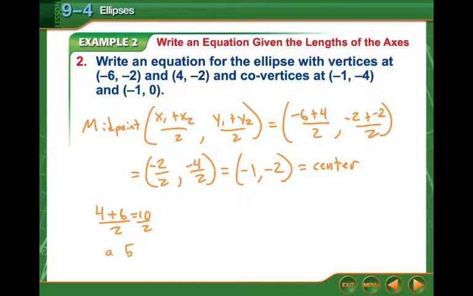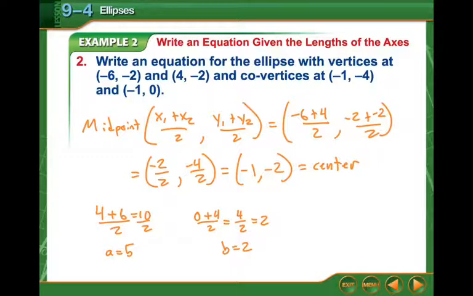So that's going to be our a, more than likely. And the other one, we do the same thing. So 0 minus negative 4 divided by 2 gets us 4 over 2, or 2. So that's our b. So now we have our center, h and k. We have our a and b. We make our formula, or our equation.